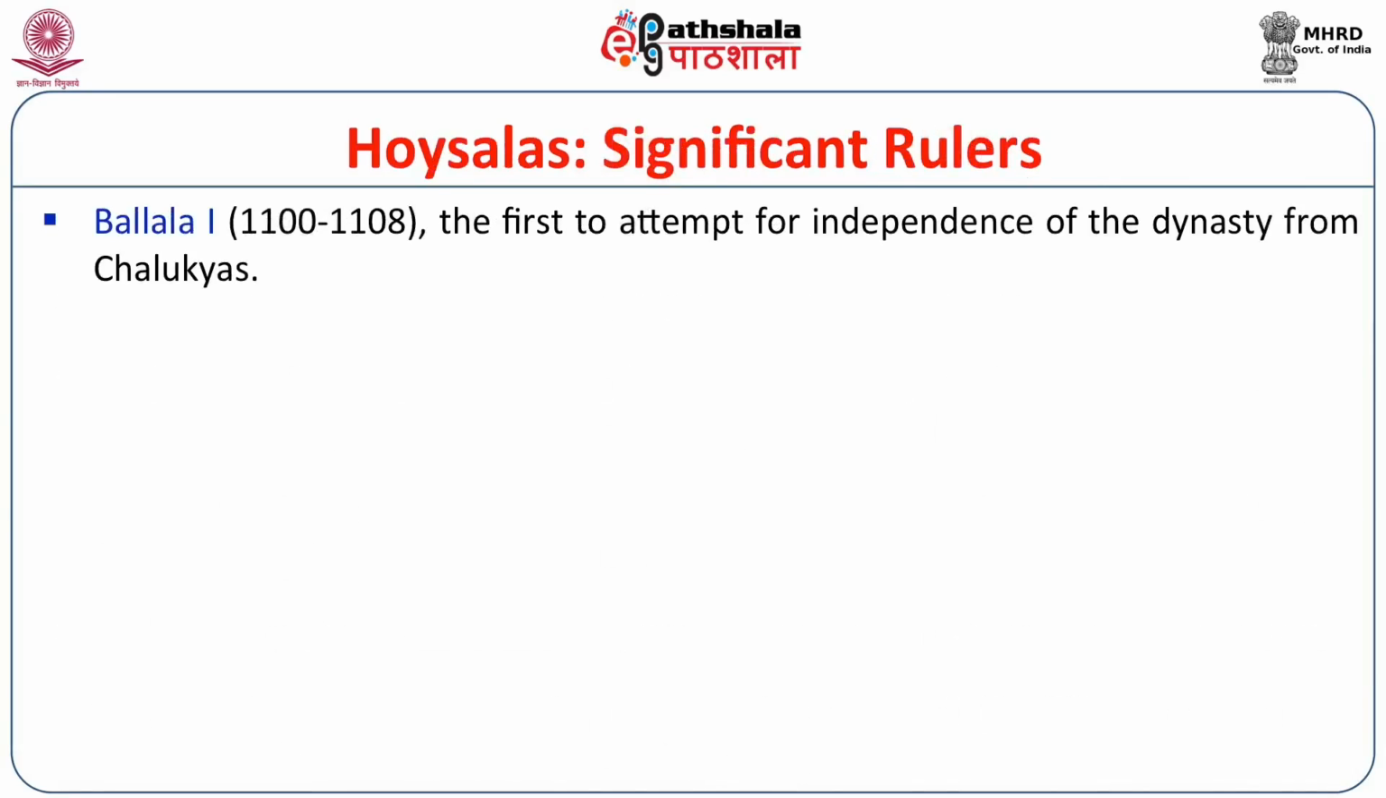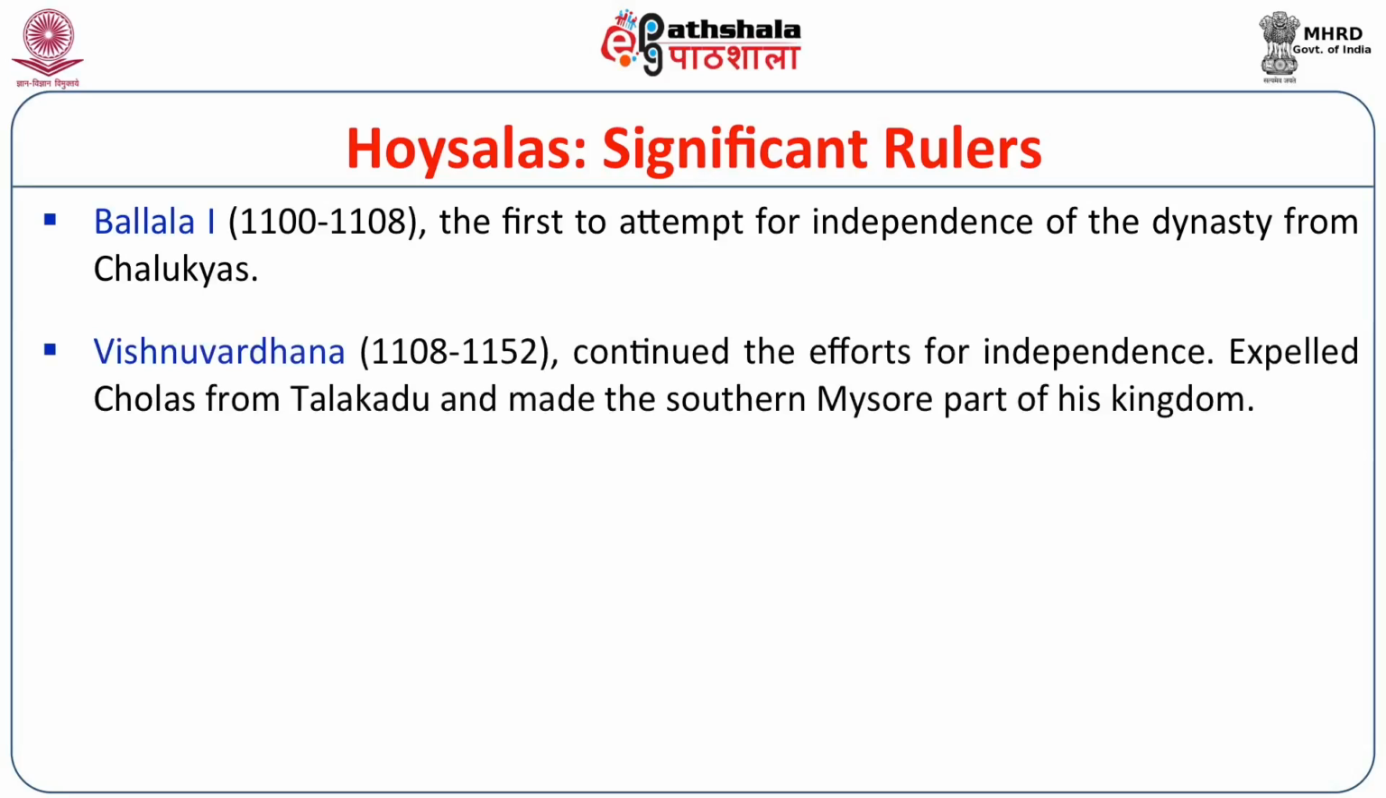Significant rulers of the Hoysala dynasty include Ballala I, who ruled from 1100 to 1108. He was the first to attempt for independence of the dynasty from the Chalukyas. Vishnuvardhana, who ruled from 1108 to 1152, continued the efforts for independence. He expelled the Cholas from Talakadu and made the southern Mysore part his kingdom.